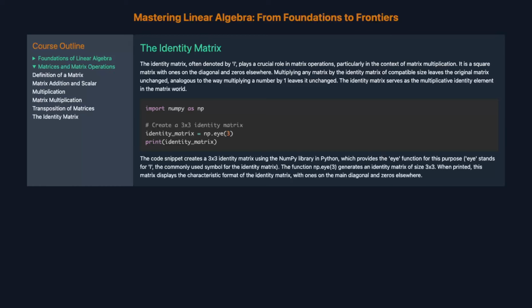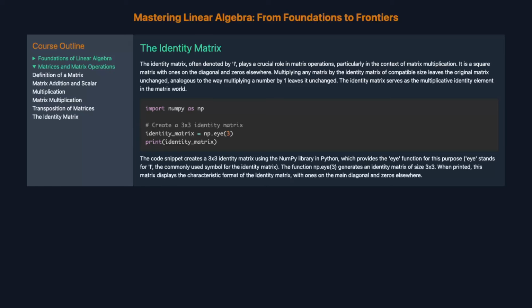The code snippet creates a 3x3 identity matrix using the NumPy library in Python, which provides the eye function for this purpose. Eye stands for I, the commonly used symbol for the identity matrix. The function np.eye(3) generates an identity matrix of size 3x3. When printed, this matrix displays the characteristic format of the identity matrix, with ones on the main diagonal and zeros elsewhere.